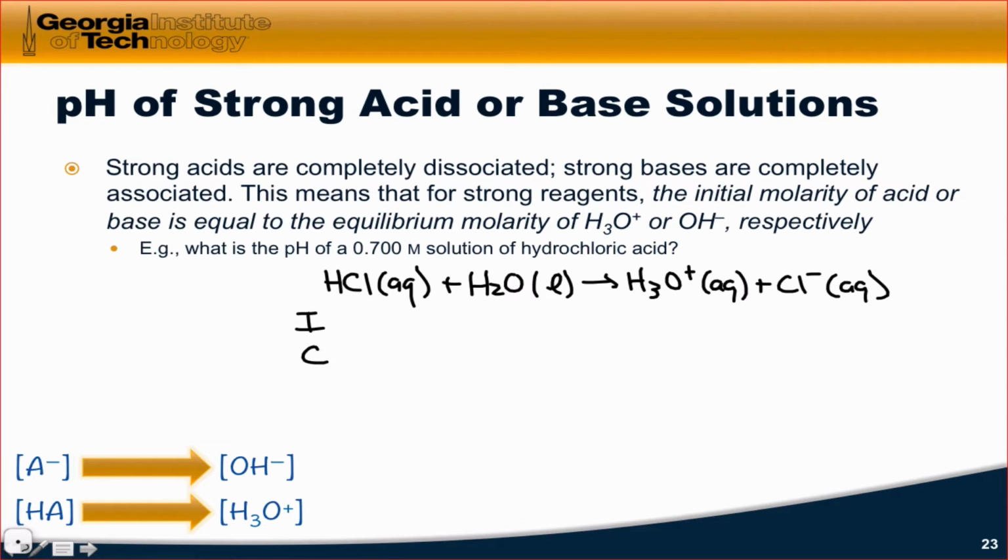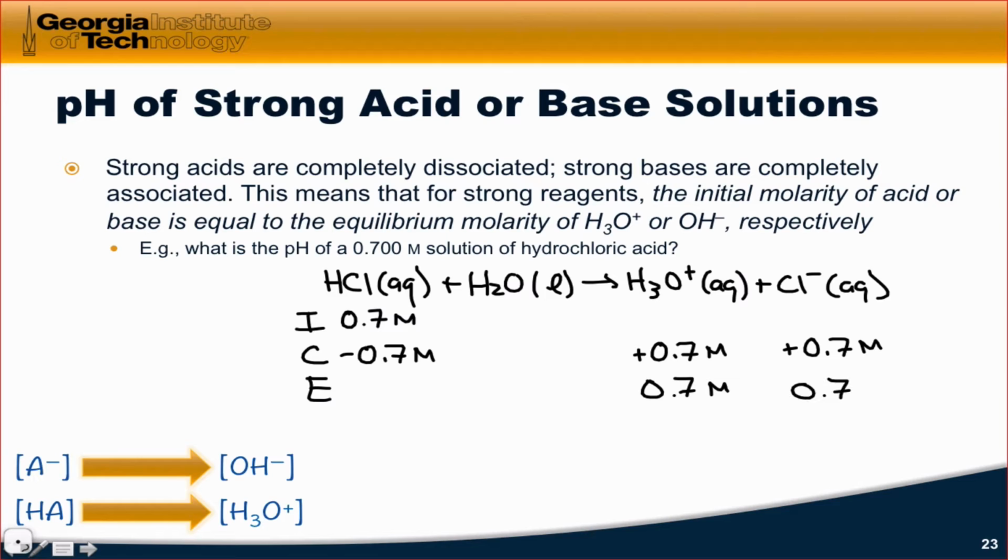And so we can still do an ICE table showing that initially we have 0.7 moles per liter of HCl. The change, however, we know immediately to be minus 0.7 moles per liter of HCl here. Since the reaction is essentially complete, we're going to get plus 0.7 moles per liter of H3O+ and plus 0.7 moles per liter of Cl-. The equilibrium concentration of H3O+ then is just 0.7 moles per liter, and that's equal to the equilibrium concentration of Cl-.